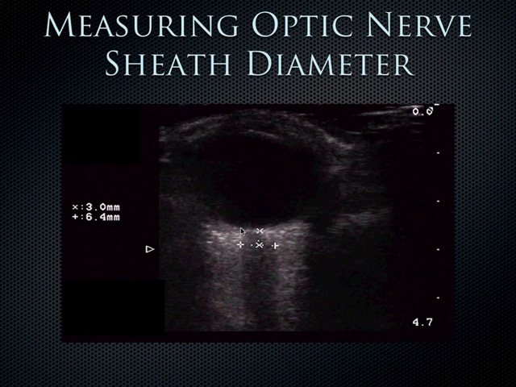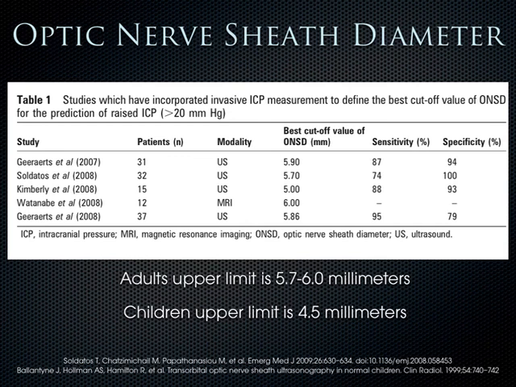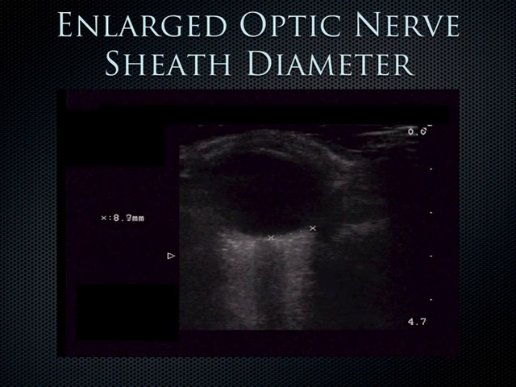So this is the choroid of the eye back here. We're going to measure 3 millimeters posterior to the choroid. At that level, we can measure the width of the optic nerve sheath diameter. This one happens to be widened. So how wide is normal? You can have up to 6 millimeters in adults and up to 4.5 millimeters in children before it's said to be a widened optic nerve sheath diameter. Here we are measuring, just sort of how you do it.